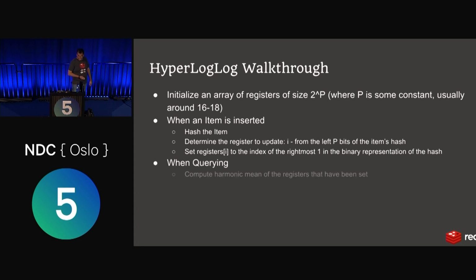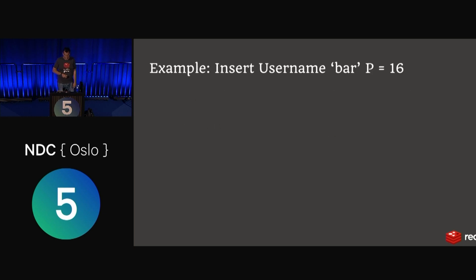And then when you query it, you compute the harmonic mean of the registers that have been set. Not all of the registers, just the registers that are actually registering a value. And then you multiply that harmonic mean by some constant that's determined by the size of p. And those constants have been published out there.